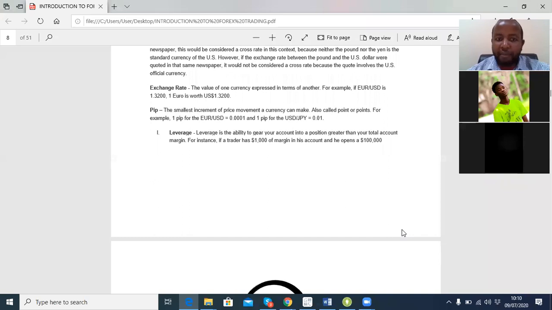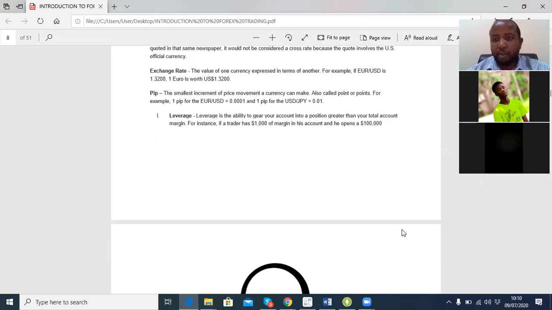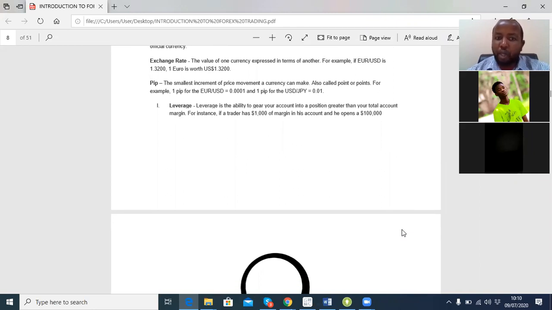Then you usually have the exchange rate, the value of one currency expressed in another. For example, if the Euro USD is 1.3200, one euro is worth 1.3200 US dollars. Then the pip is the smallest increment of price movement. So mostly our business deals with pips.